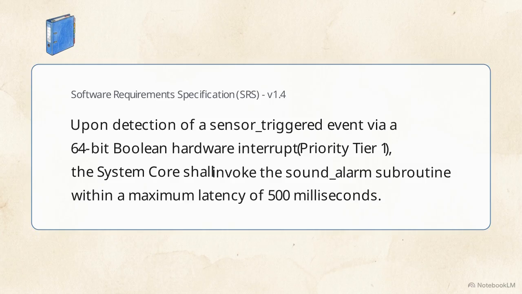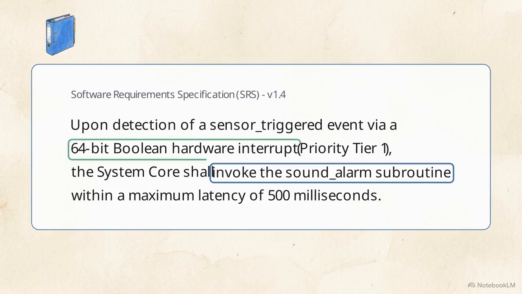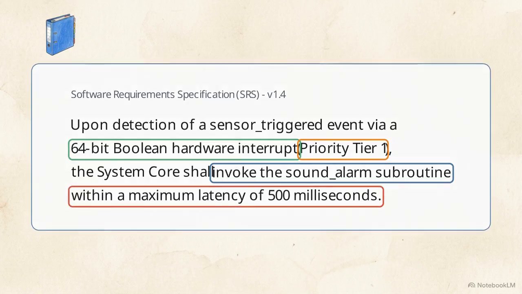We can deconstruct this specification into 4 distinct real-time elements. First, the core function. Second, the hardware interface method. Third, the interrupt priority level. Fourth, the strict time-bound constraint.